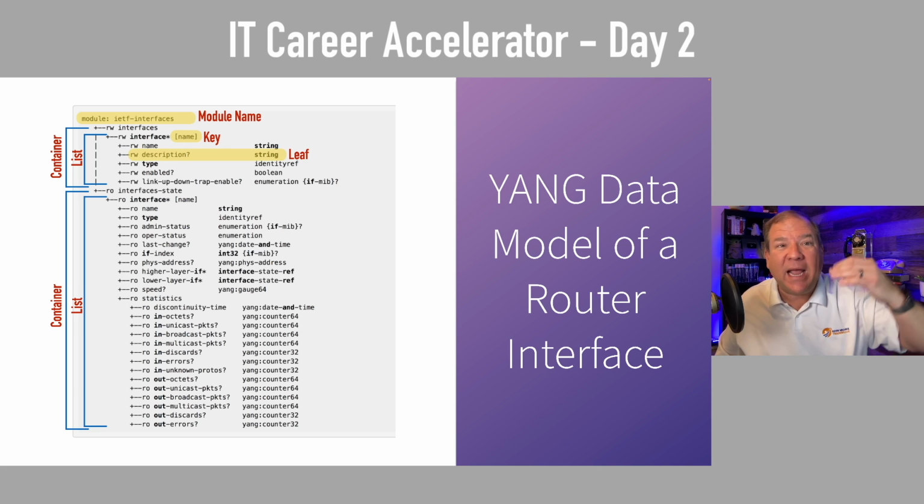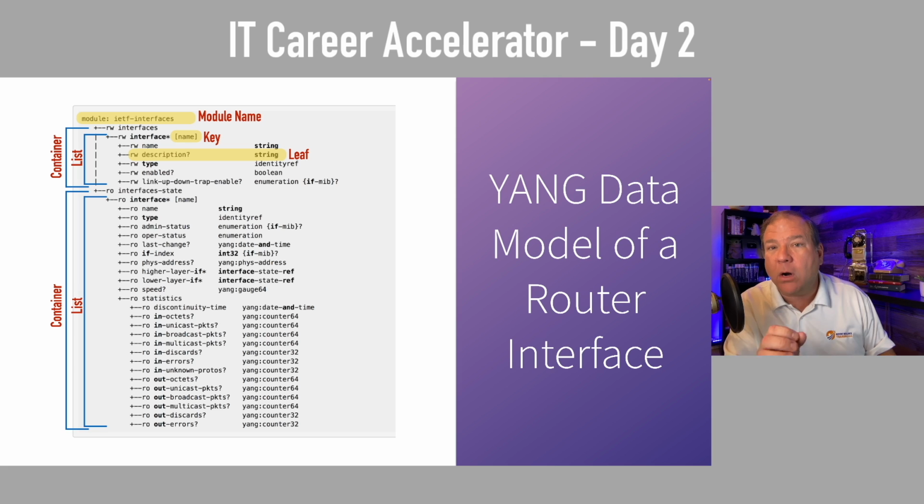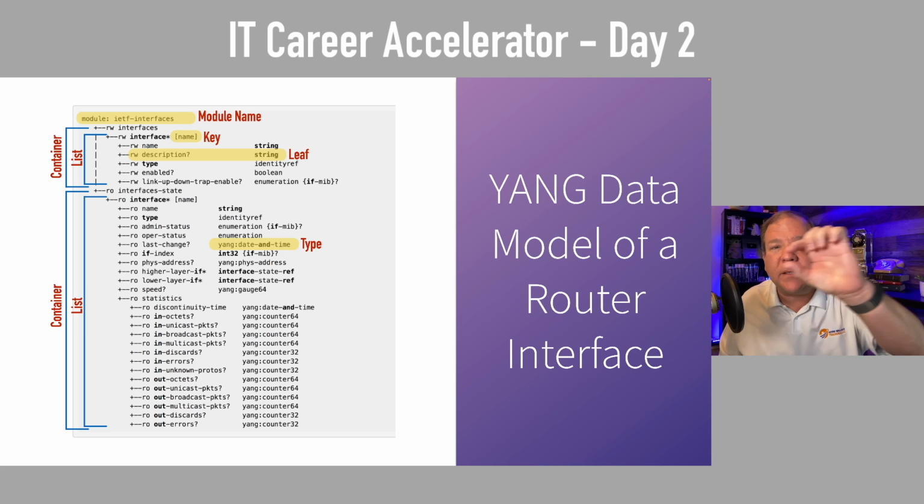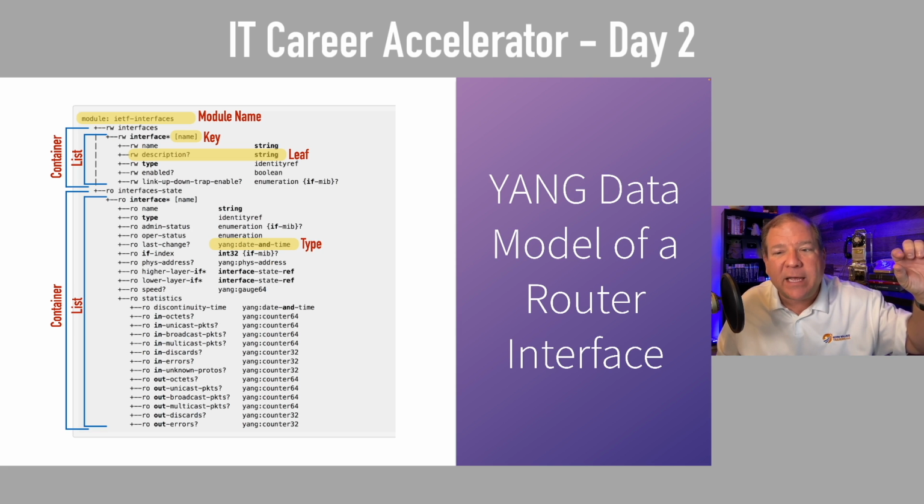And then we have a parameter that we could either read or write. And here it says RW description. So I could read what the current description is. I could write a new description. And the kind of data that I'm going to be able to write is, in this case, just a descriptive string. So that is called a leaf. That's one element that we can configure inside of that interface.